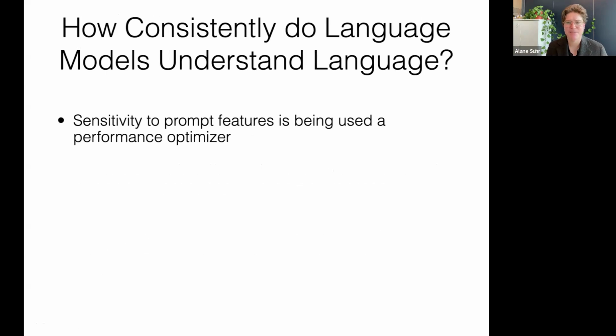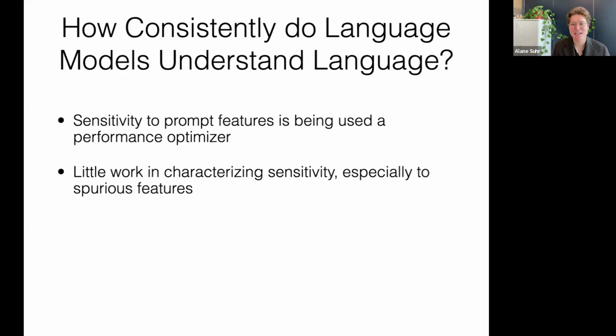People today are using the sensitivity of models to different prompt features as a way to improve performance. You can look at things like RL prompt or other prompt engineering based approaches that find all the tiny nuanced changes you can make in your prompt to get better performance. So this is maybe a feature of these models, the ability to tune them very carefully to maximize performance on some end task. But there's been not very much work trying to characterize this kind of sensitivity, especially to features that intuitively shouldn't actually influence a model's performance in practice.